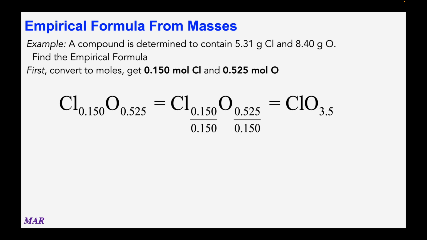But what this means then is you have 0.150 moles of Cl for every 0.525 moles of oxygen. Now that's an ugly ratio once again. So we'll divide both of those numbers by the smallest number, which is 0.150. So 0.150 divided by itself is 1, no problem. But oxygen here, we get 0.525 divided by 0.150, and that comes out to be almost exactly 3.5. So what this is telling you is that for every 1 chlorine, you have 3.5 oxygens, but you can't have a half oxygen molecule.